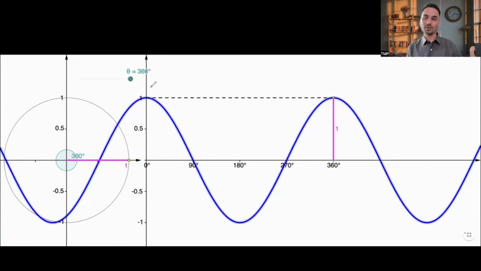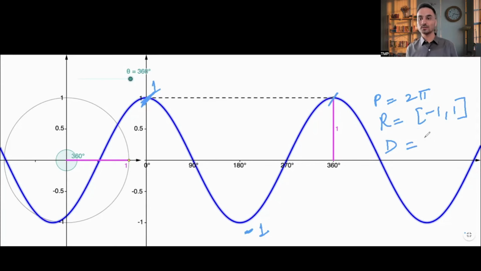And the maximum value that cos can take is 1. The minimum value that it takes is -1. And these cycles repeat after a period of 2 pi. So the observations that we can make here are that the period is 2 pi. The range of the function is -1 to 1, including -1 and 1. And the domain is all real numbers, because there are no holes in the graph.